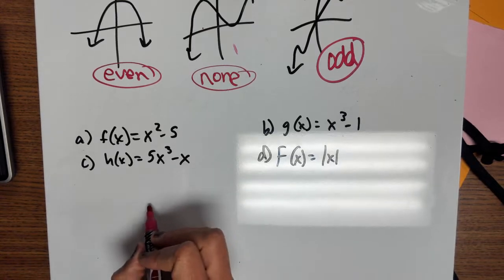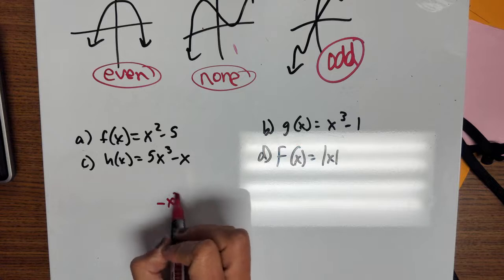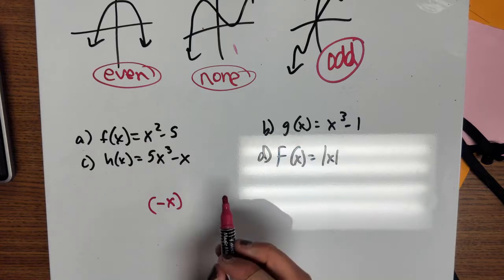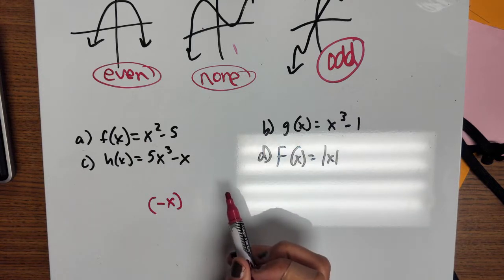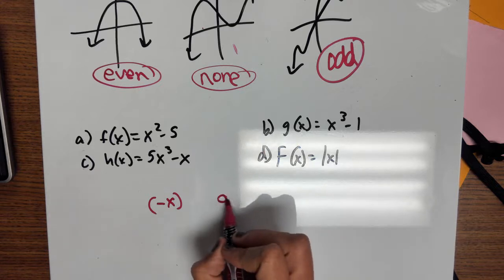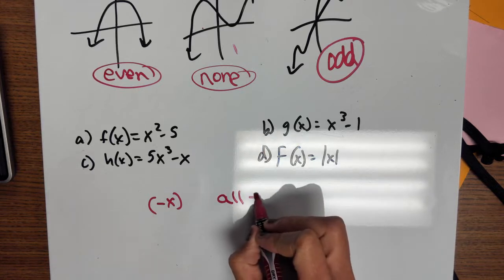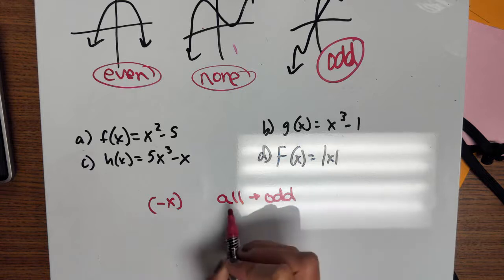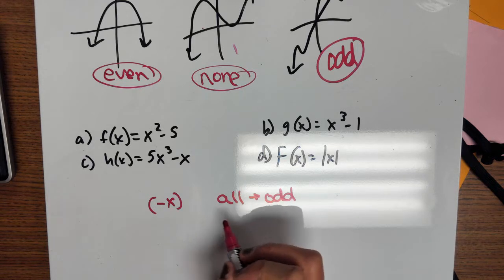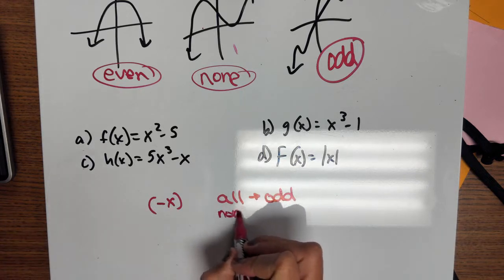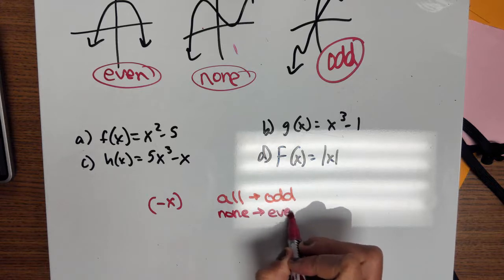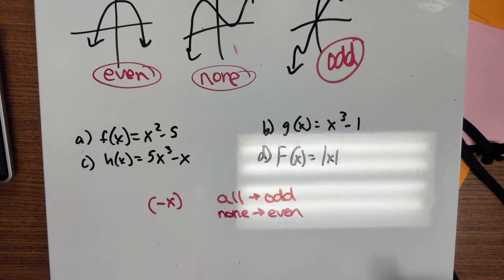One thing to remember is if you plug in a negative x wherever you see an x, you look at what happens to the signs, whether they change or stay the same. If all of the signs change, that tells me it's odd, and I remember that because they're both 3 letters. If you plug in a negative x and none of the signs change, it's even, and I remember that because they're 4 letters. So to this day, I still remember all odd, none even, and it helps to write it out sometimes so you can see.